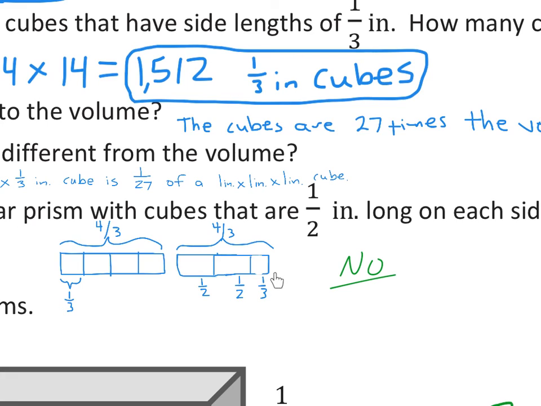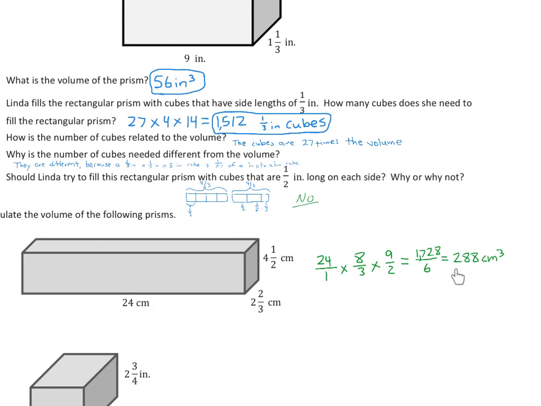And so even though you'll get a whole number of cubes that would fit in there, you'll have to change the dimensions of the box in order for it to fit. So using 1/2 inch long cubes and things that are broken into thirds won't give you an exact fit. You're going to have some empty space and you're not going to be able to fit all of those cubes in there. The volume for number 2 was 288 centimeters cubed.